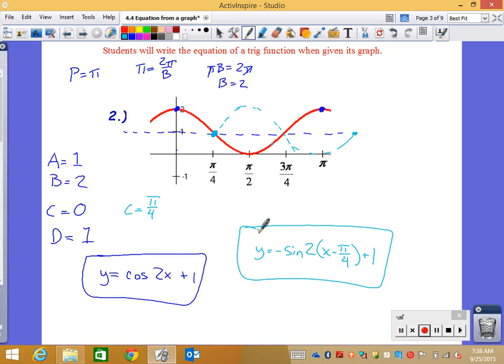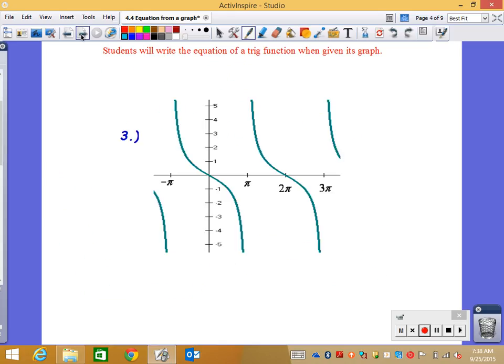Alright, ooh, this one looks like a whole bucket full of fun. So right away you're thinking, oh, well, that's probably just tangent. And that's great if you can immediately see that. Remember, the tangent is that disco function. I have my asymptotes at negative pi, pi, 3 pi. But remember, normal tangent starts down here and goes up.